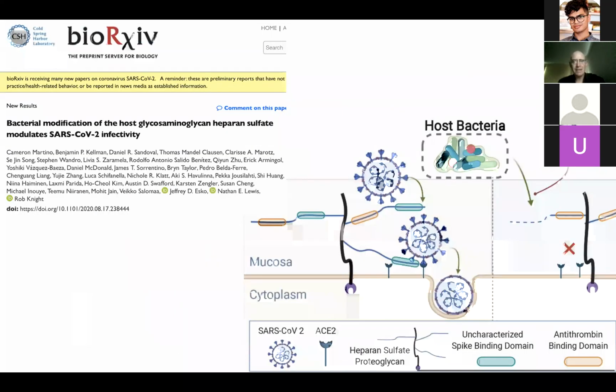And one thing that's been exciting, and this has been led by Cameron Martino, who's a bioinformatics and systems biology grad student in the lab, is taking those age prediction models and connecting them to SARS-CoV-2. So COVID-19 affects the elderly a lot more than it affects younger people. And Cameron was curious whether this could be linked to age-related changes in the microbiome.